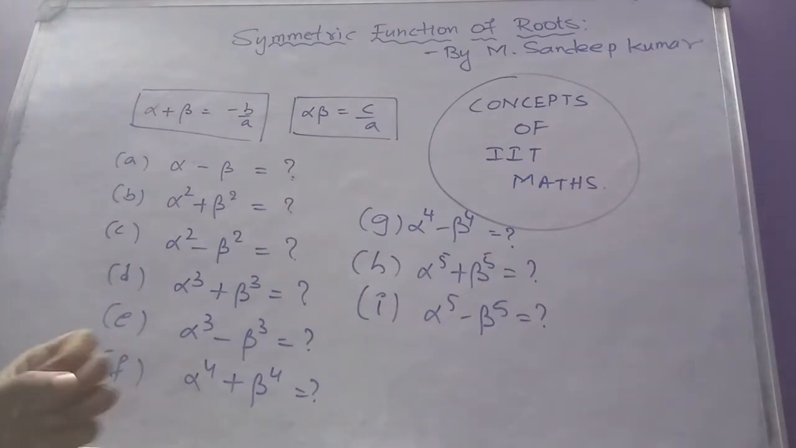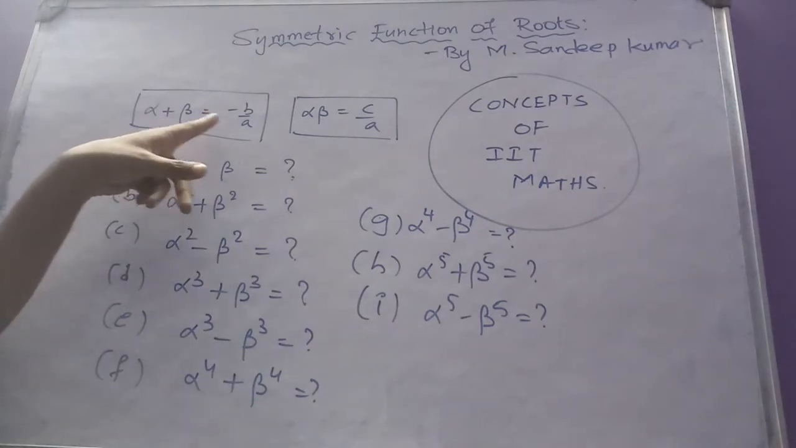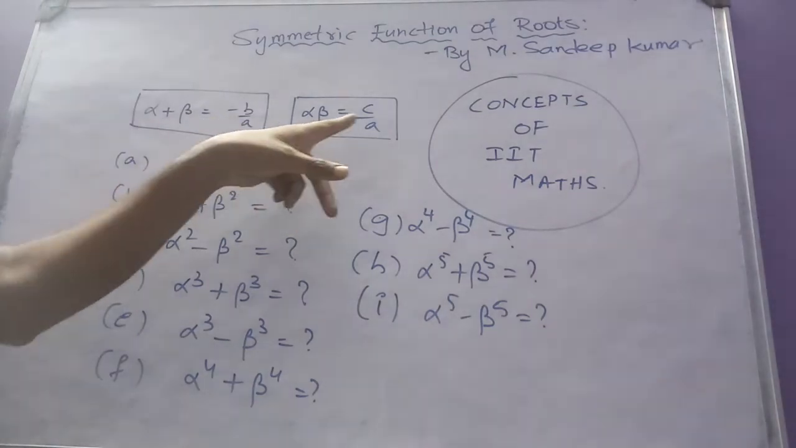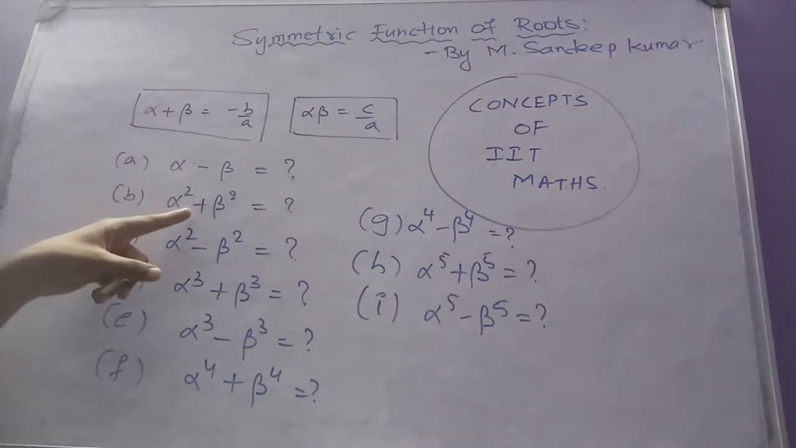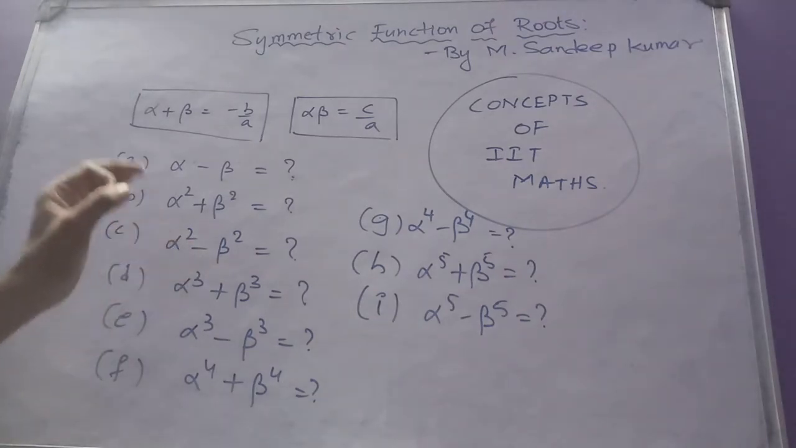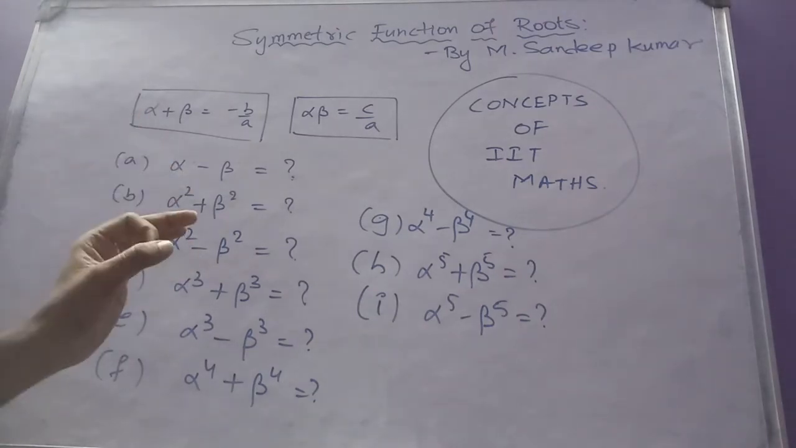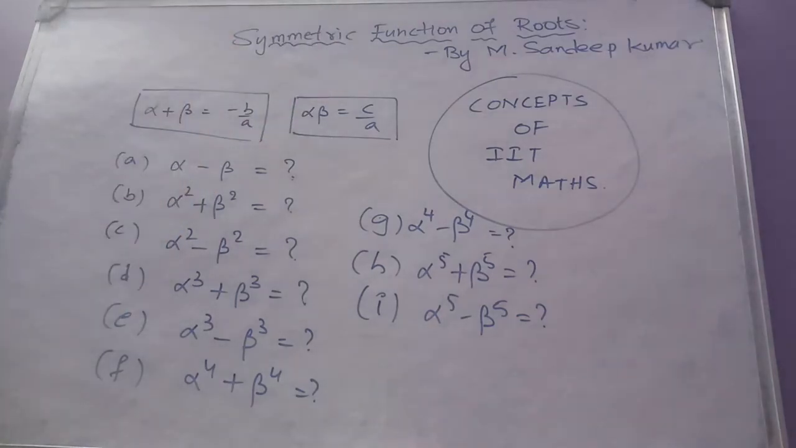So here, what are we going to do? First of all, with the knowledge of alpha plus beta equal to minus b by a and alpha beta equal to c by a, we are going to find out what is alpha minus beta, alpha square plus beta square, and all the remaining. This is what we are going to do in today's video, a very important topic. If you go through these concepts, certainly you can solve all the problems related to symmetric functions of roots. Right, let us start.